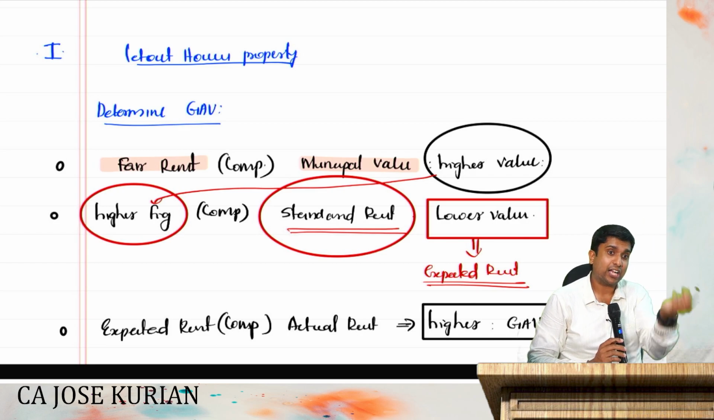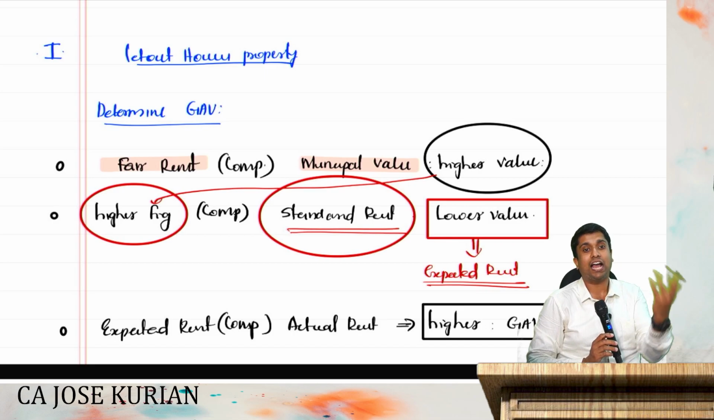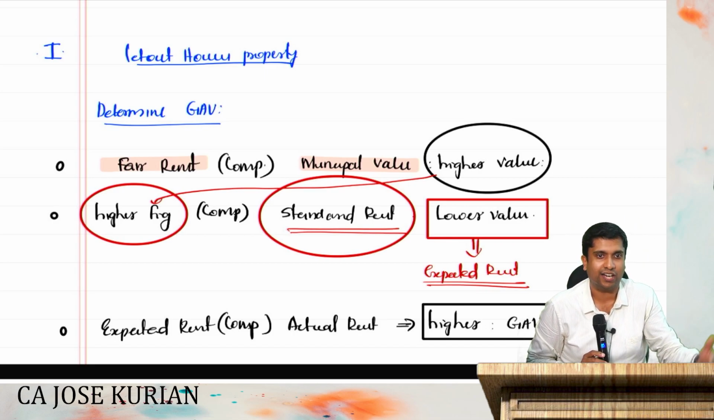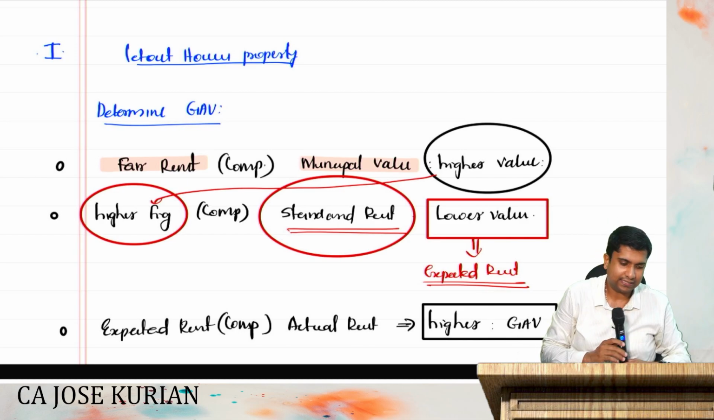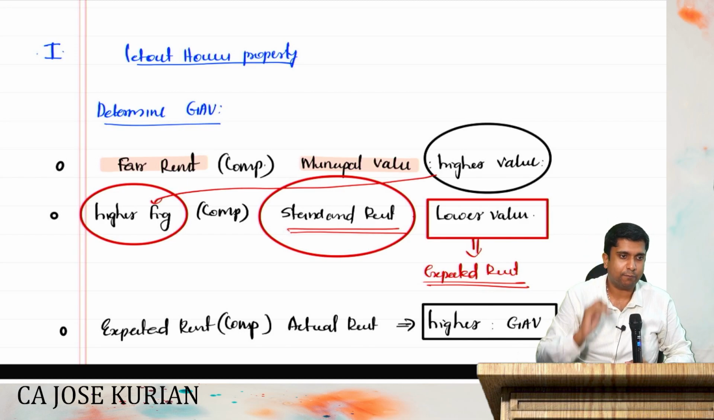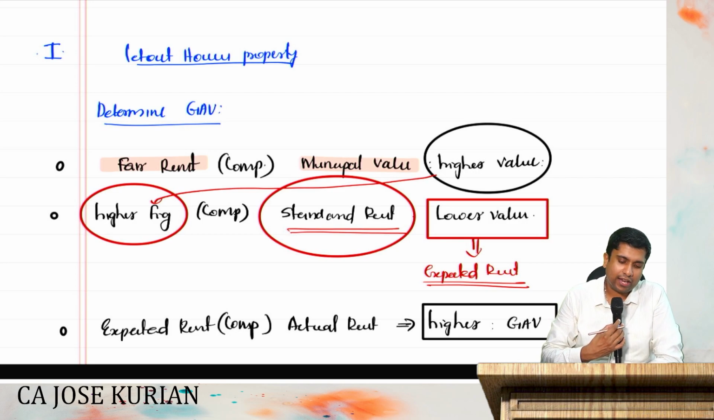If your actual rent is less compared to the expected rent due to vacancy, then you can take actual rent itself as the gross annual value. Done. Just like a poem, you can study this. Now, let's move on to the second type of property. Okay, friends. So, that is all about let out property.